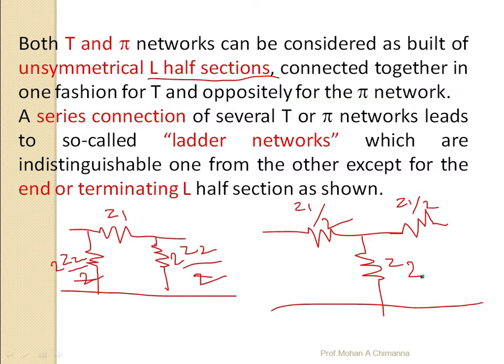You should always keep in mind that while you design any network, there is a symmetrical T and pi section as well as the unsymmetrical L half section. That will depend on how they are connected together, in one fashion for the T and oppositely for the pi network. So a series connection of several T networks and pi networks leads to what is called a ladder network, which is indistinguishable from one form to the other except for the end or terminating L half section.